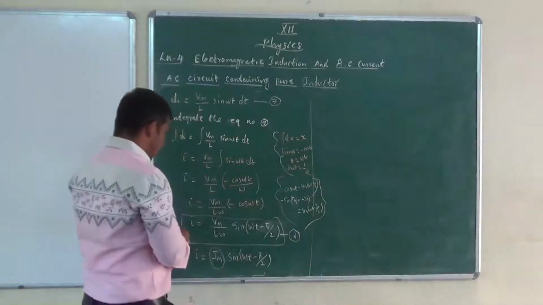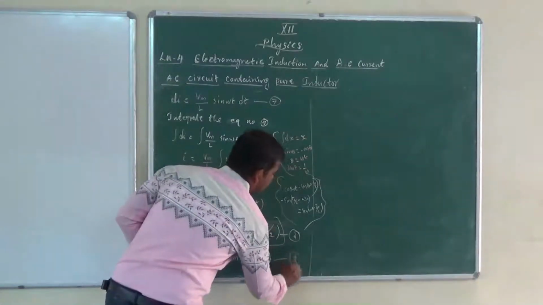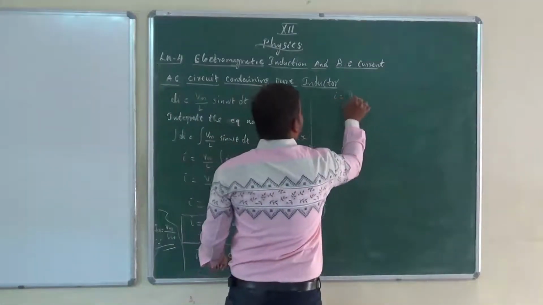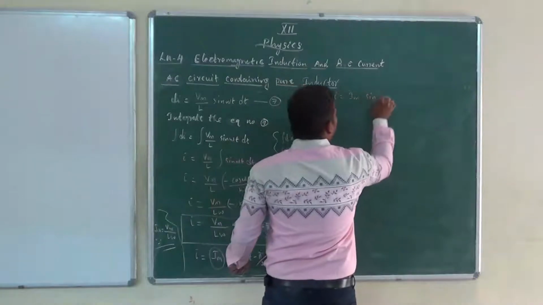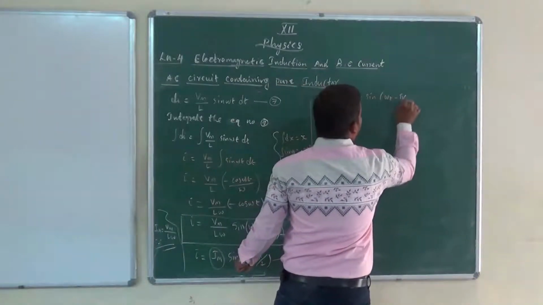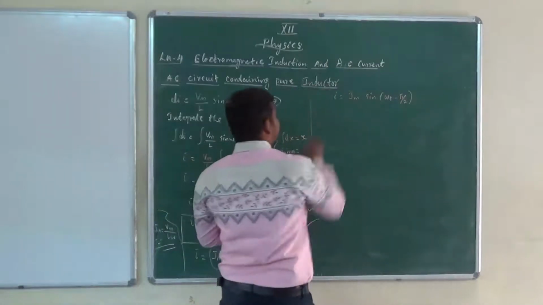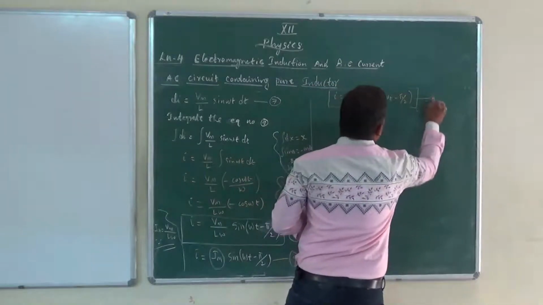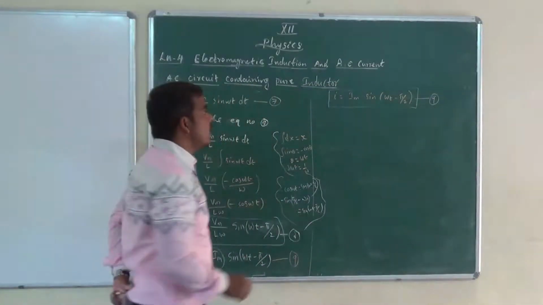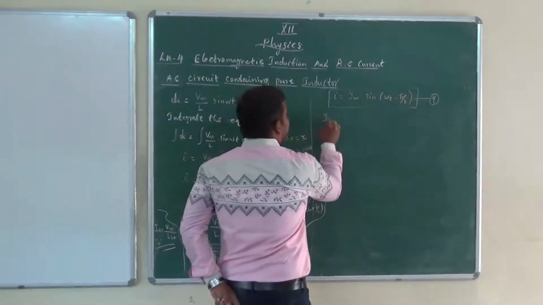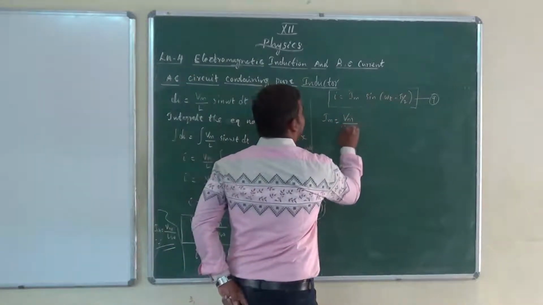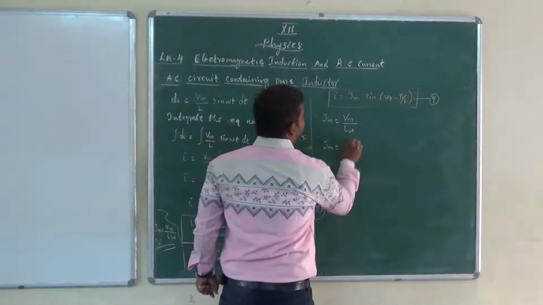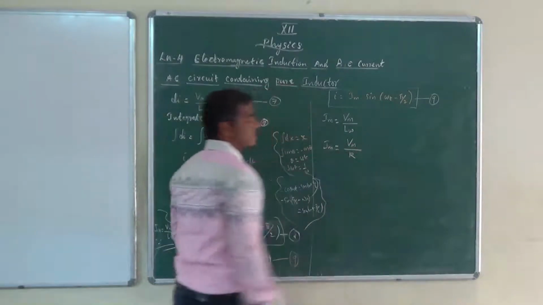Consider our last equation 8; this is equation number 9. Once again, writing equation number 9: I equals Im sin omega t minus pi by 2. This is the required final equation. In equation number 9, Im is nothing but Vm divided by L omega, isn't it? Similarly, Im is Vm divided by R.